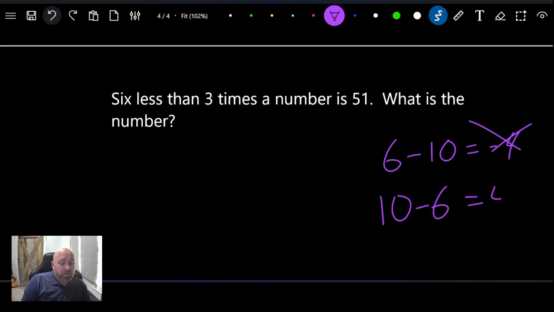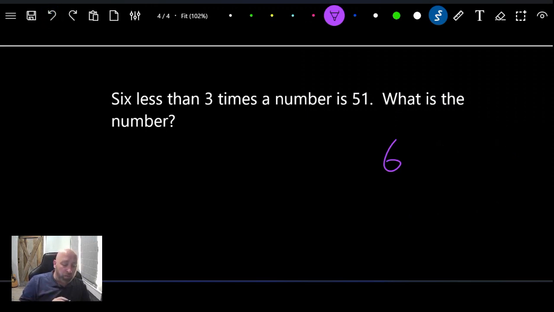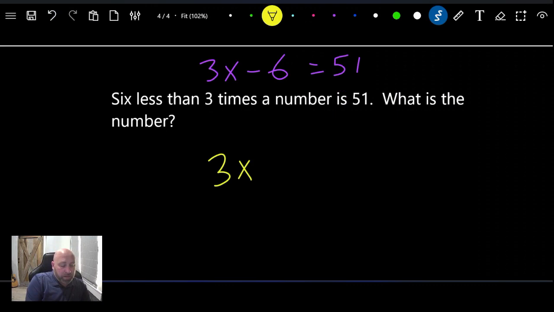Okay? So subtraction is a really tricky one sometimes with word problems. You have to make sure that it's in the right order. So maybe try to make that make sense in your head. So we're going to have less than, we're going to have 3 times a number. So 3x, and then minus 6 is, that's our equal sign, 51. So there we go. Let's try to solve that. 3x minus 6 equals 51.